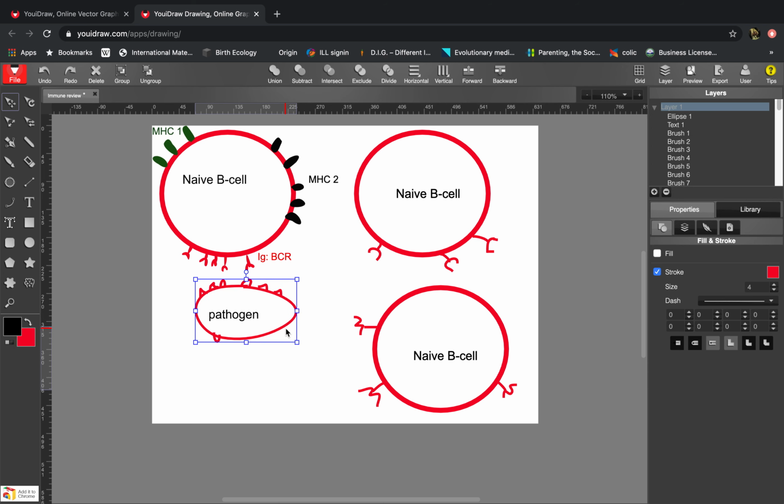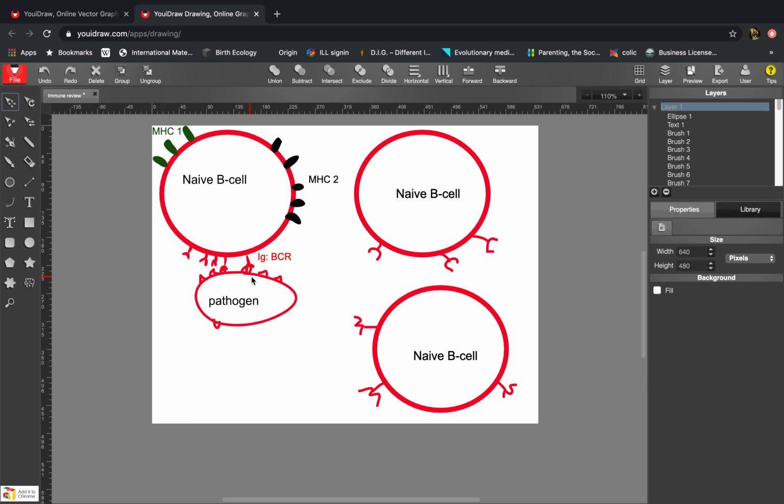So this pathogen and this B cell receptor will eventually line up together. When these B cell receptors bind to the antigens on this pathogen, it's going to stimulate phagocytosis, which I will now cover in a clear sheet of paper.